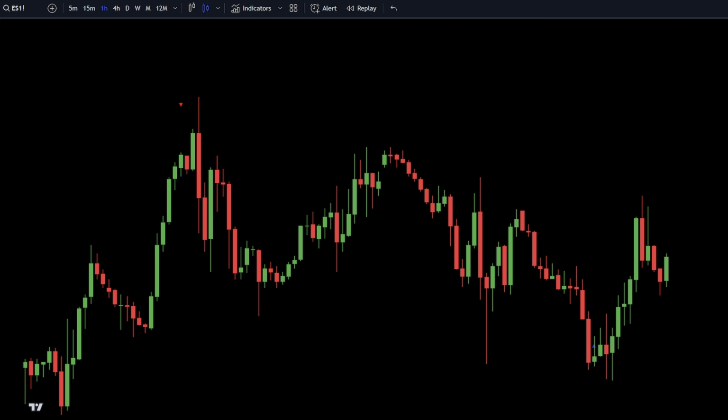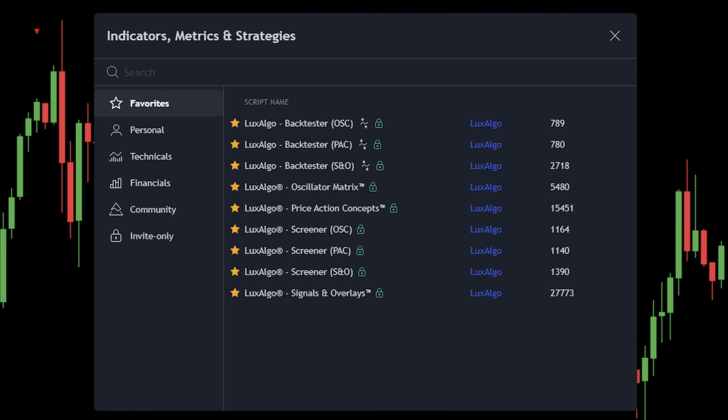To add this indicator to your chart, you want to go to TradingView. Next, you want to load any trading security that you like in any time frame. For me, I'm going to be using the hourly time frame. Next, you want to click on Indicators, and then type in the name of this indicator, which is Oscillator Matrix. Be sure to select this one by LuxAlgo.